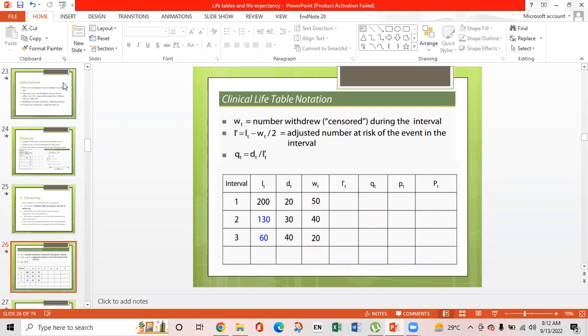This shows clinical life table notations, that is WT shows the number withdrawn or censored during the interval, and WT by 2 shows the adjusted number at risk of event in the interval.